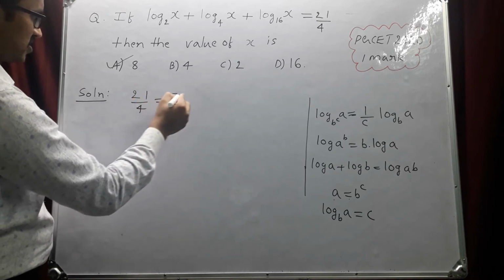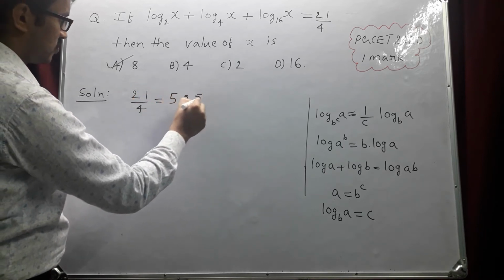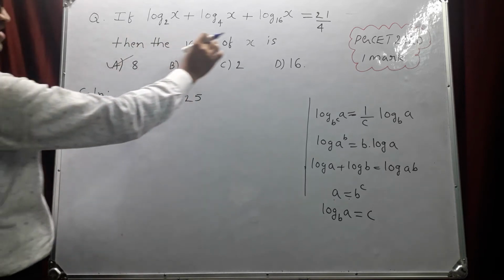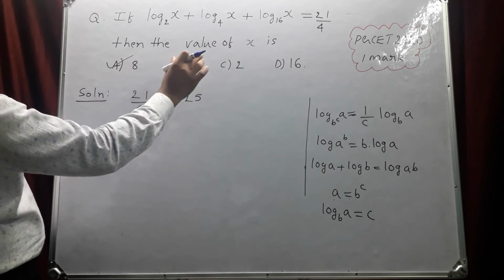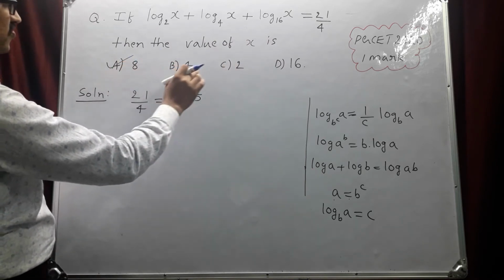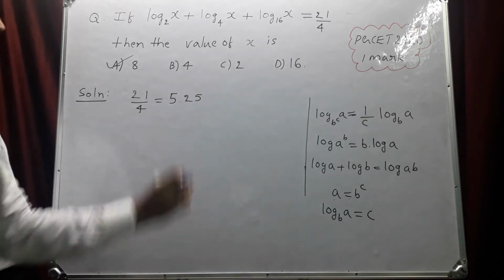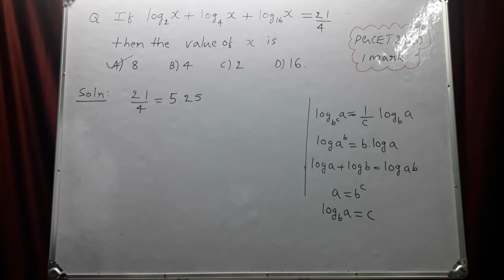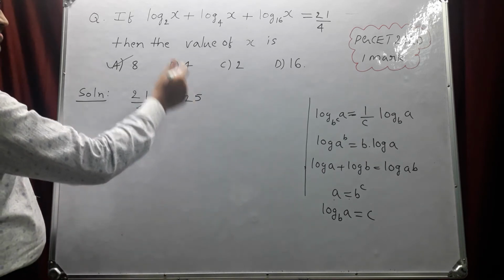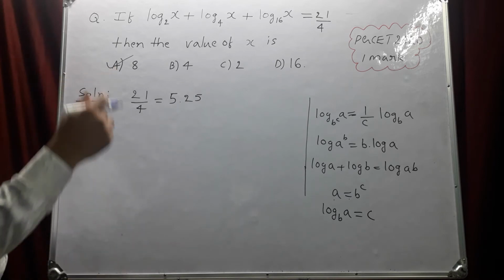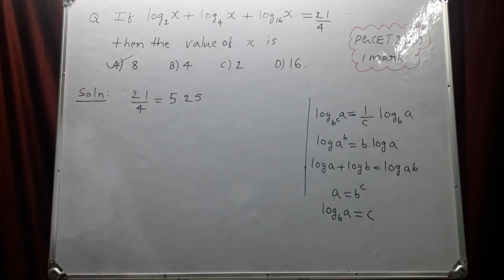The value of 21 by 4 is approximately 5, since 4 5s are 20. So we have to find the value of x. The x value may be one of these 4 options, either 8, 4, 2, 16. We will substitute the values one by one. If you get a value around 5, we can consider that the right option. Otherwise we can eliminate that option.